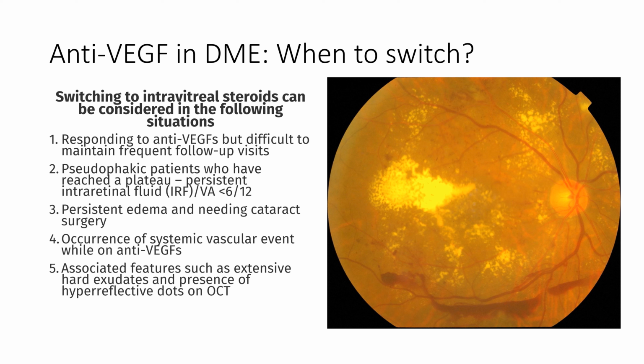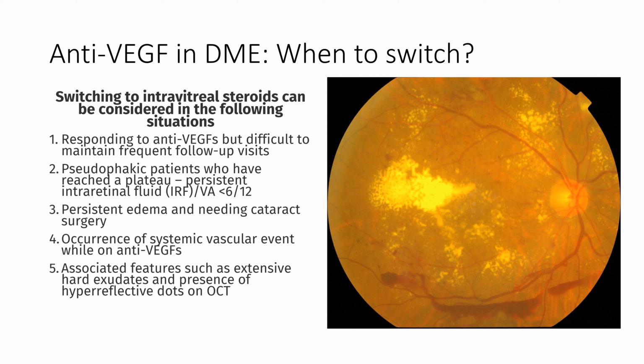So it can be used in patients who have poor compliance, poor follow-up, pseudophakic patients who have reached a plateau, and persistent edema who need cataract surgery, and patients in whom the anti-VEGF is contraindicated at a point because of a vascular occlusion event somewhere else, maybe in the heart, maybe in the brain, and when there is presence of extensive hard exudates and hyperreflective dots on OCT.